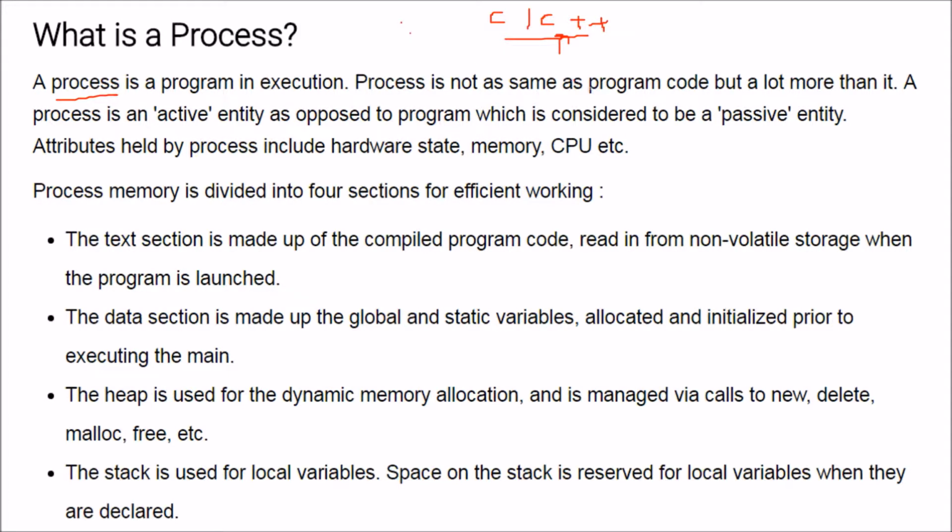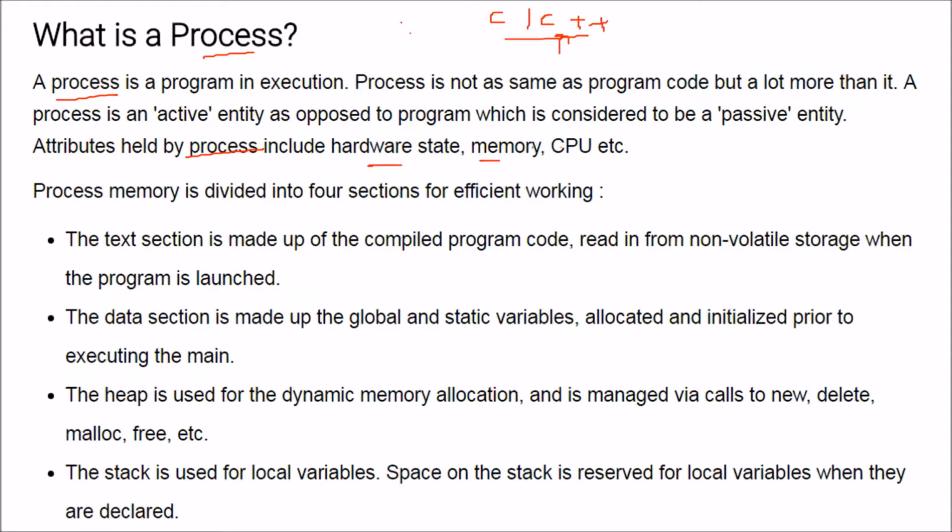The process is a bit more than your program code. Actually, this process is an active entity, while your program on the hard drive is a passive entity. When certain resources like the hardware state, memory and CPU are attached or included with your program, then it becomes the process. So process will have all these: hardware state, memory, CPU, etc.